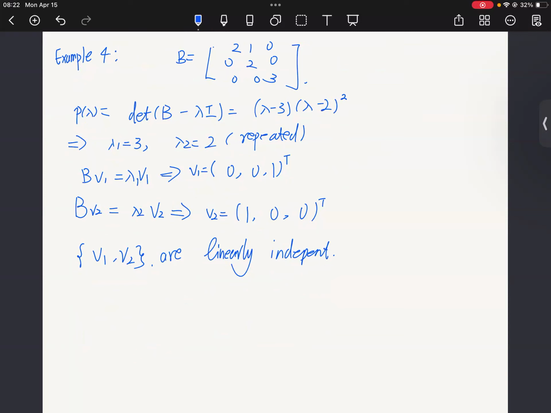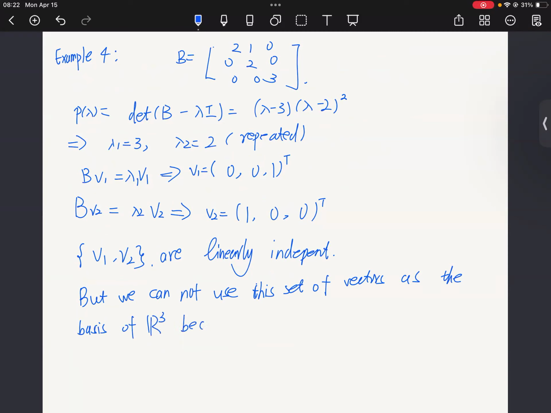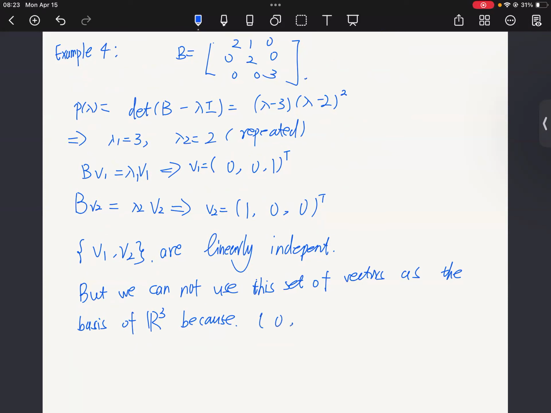because it's quite obvious that the vector 0, 1, 0 is not a linear combination of v1 and v2. Okay, any questions so far?